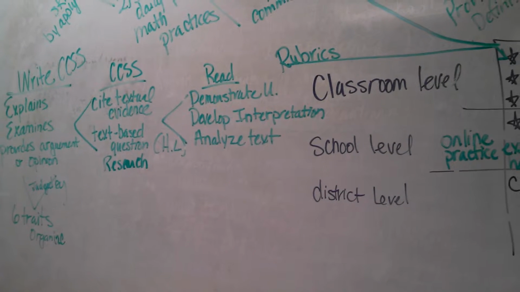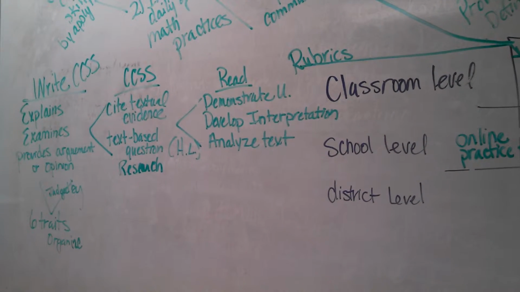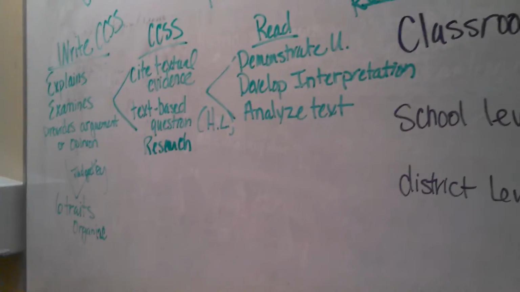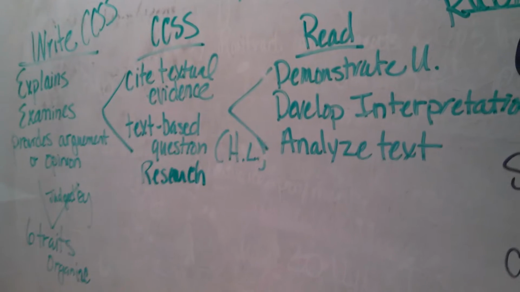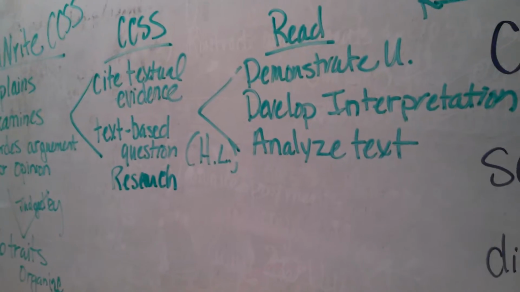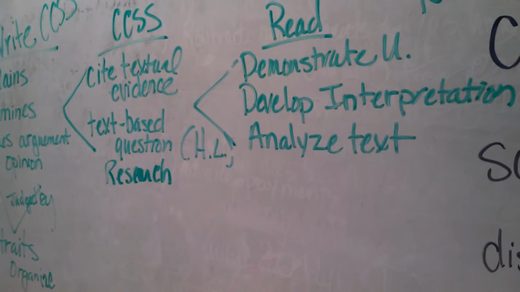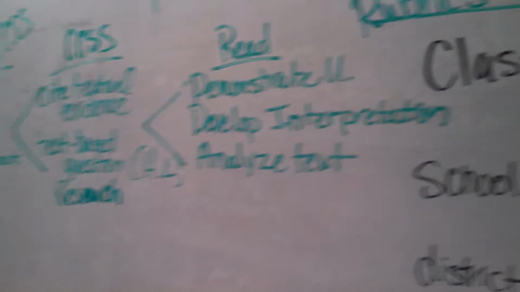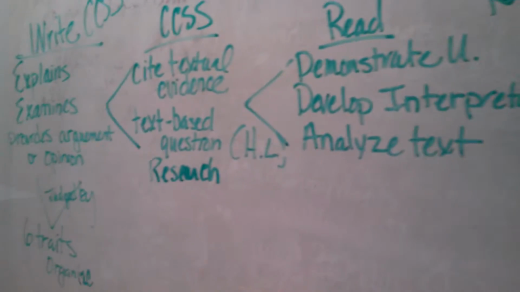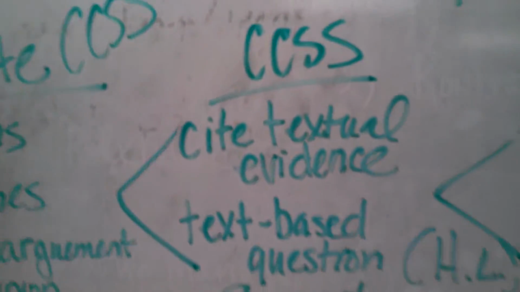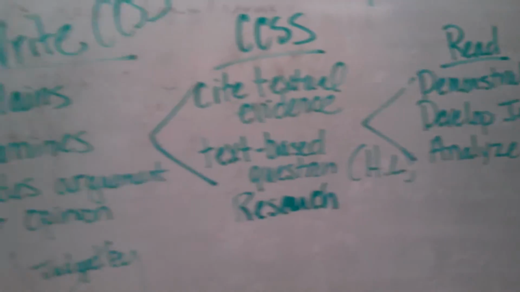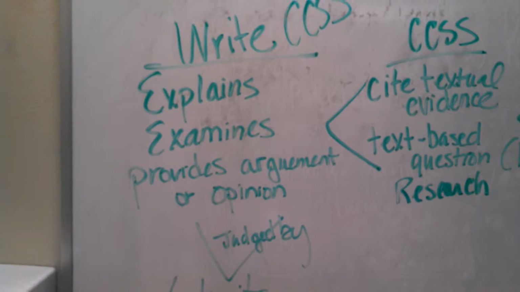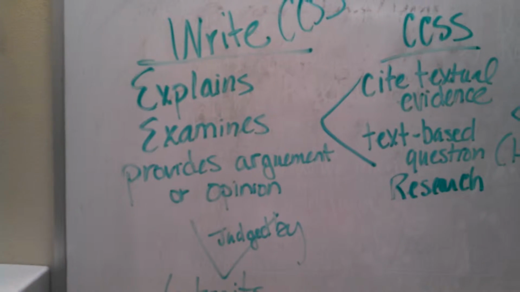We're expecting, as part of Common Core, that as students use these skills and demonstrate this ability, they're able to cite textual evidence, that teachers are writing high level text-based questions, not just what did Johnny have for dinner, and that students are able to do research and use the skills we expect them to see in reading. Then they take this ability from their reading and research to write and explain things, to examine phenomena, to provide an argument or an opinion.